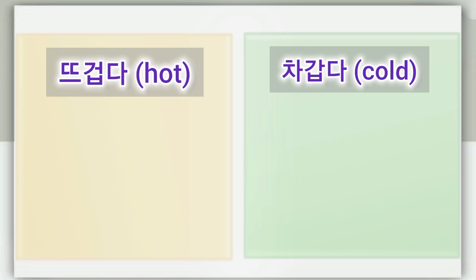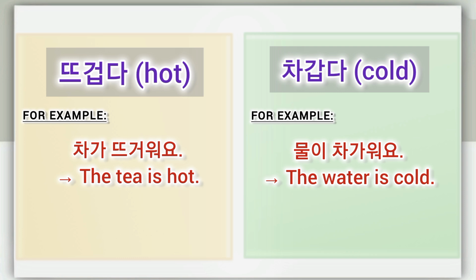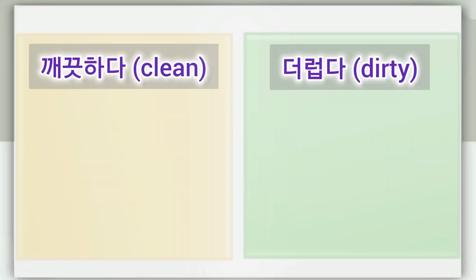뜨겁다 hot, 차갑다 cold. For example, 차가 뜨거워요. The tea is hot. 물이 차가워요. The water is cold. 깨끗하다 clean, 더럽다 dirty.